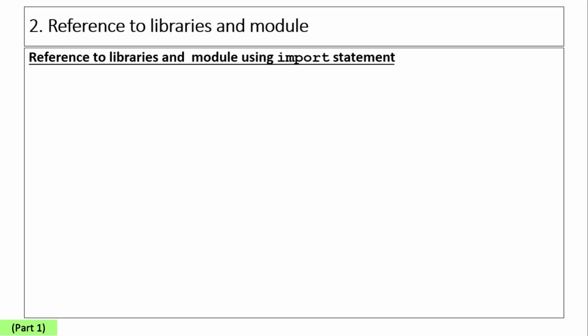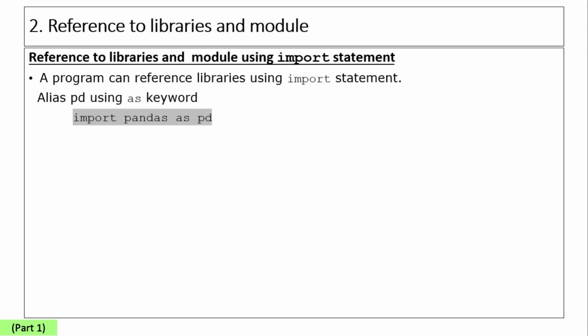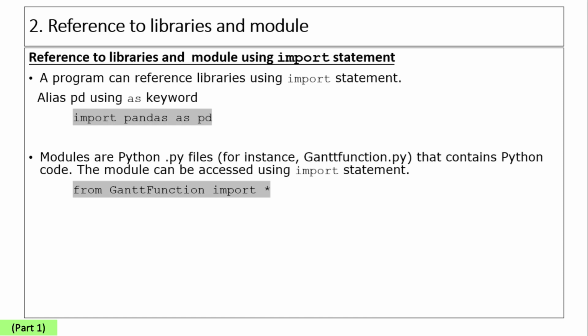To allow Python to get access to a required library, it is necessary to import the library explicitly. To do this, the import statement is used, and the keyword as is used to create an alias. For example, to reference pandas with the alias: import pandas as pd.